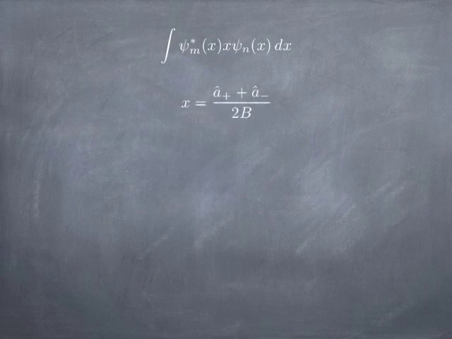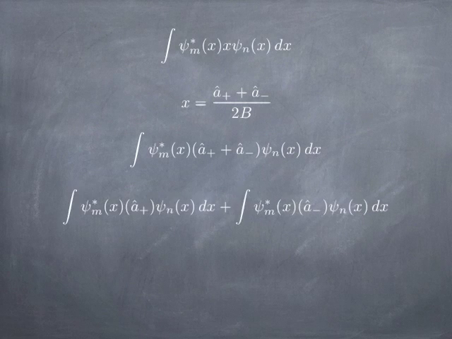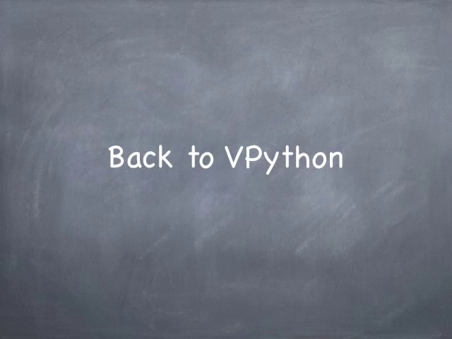But remember that we can write x as a superposition of raising and lowering operators. That means that I end up with a couple of integrals, one with an a plus and one with an a minus. And you can see that the integral on the left is only going to work if n is 1 less than m, and the integral on the right is only going to work if m is 1 less than n. So what this implies is that transitions are only going to be strong in those cases where the transition is going between an n and an m that differ by 1. So we're going to go back to VPython now for a little demo of that.